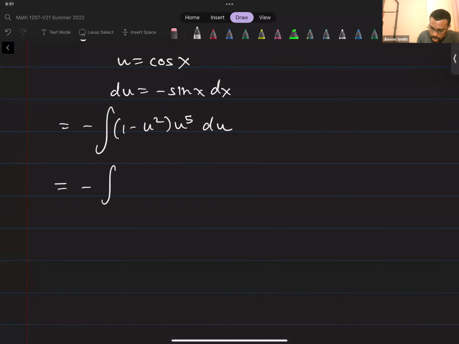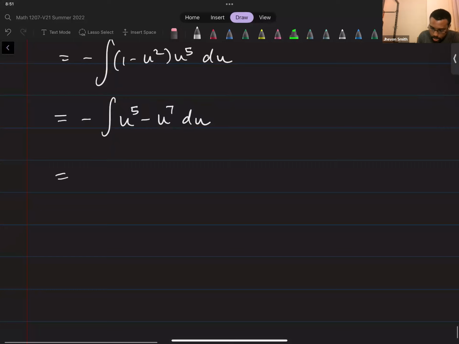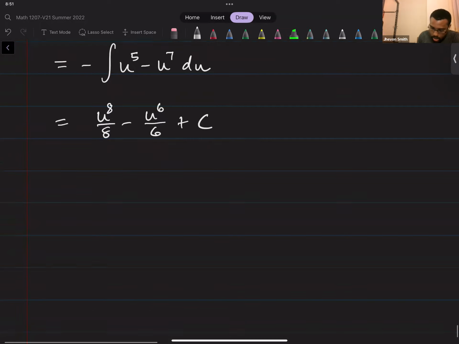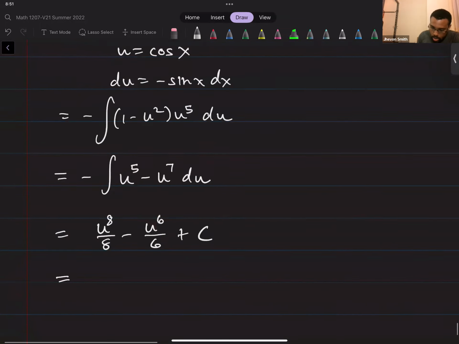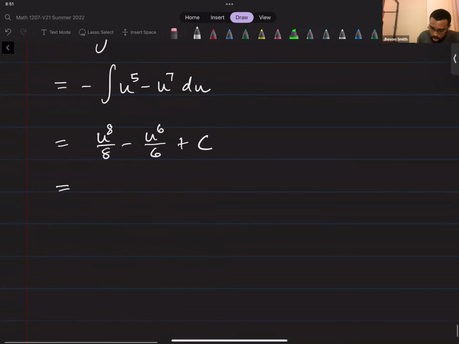I will multiply this out. This is u to the 5th minus u to the 7th. It's going to be u to the 6 over 6 minus u to the 8 over 8. And u was cosine.